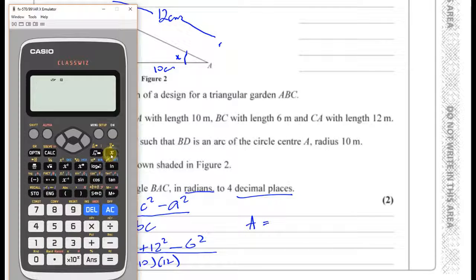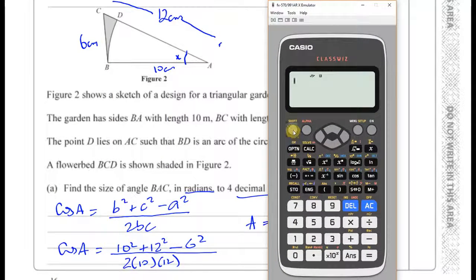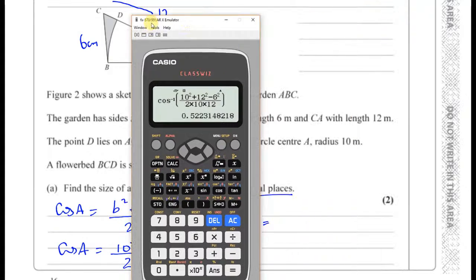Now, some of you have calculators where there's different ways to change the mode, but you should be very familiar with how to change the mode. So now let's put these values in. I'm just going to put in one step, so inverse cosine of the fraction 10 squared plus 12 squared minus 6 squared over 2 times 10 times 12, and close that bracket, and that will give me the angle in radians.